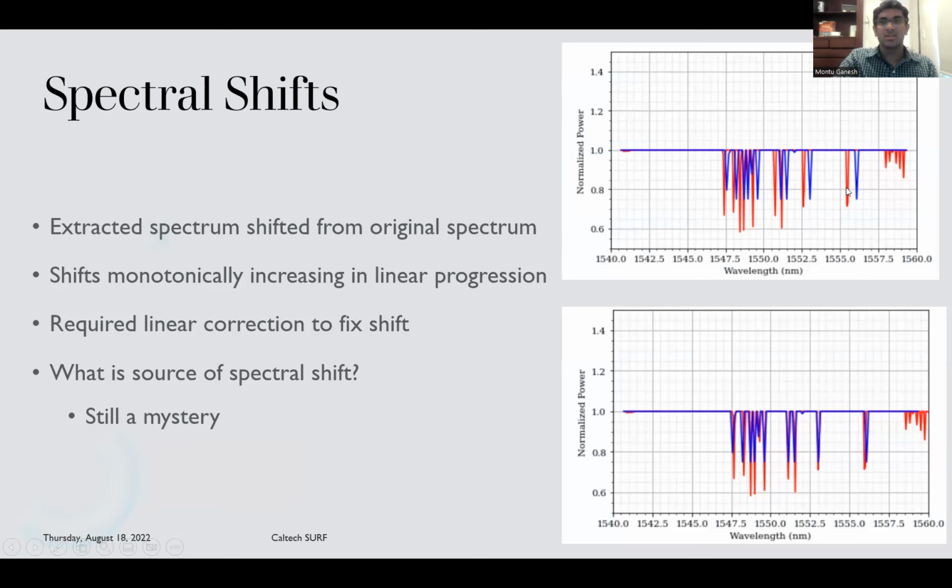So since the shifts increase in a monotonic linear progression, what we notice is we need to apply a linear correction to fix the shift. And that's what you will see in the bottom right-hand corner right here, that when we applied a linear correction, we were able to fix this shift. However, we still don't know what the cause of the spectral shift is. That is still a mystery. What physically is the cause of the spectral shift is still a mystery. Once we can find that out, we can more easily extract the spectra of planets and stars and characterize exoplanets and show how efficiently these compact spectrographs are in detecting, characterizing, and extracting spectra of these exoplanets.